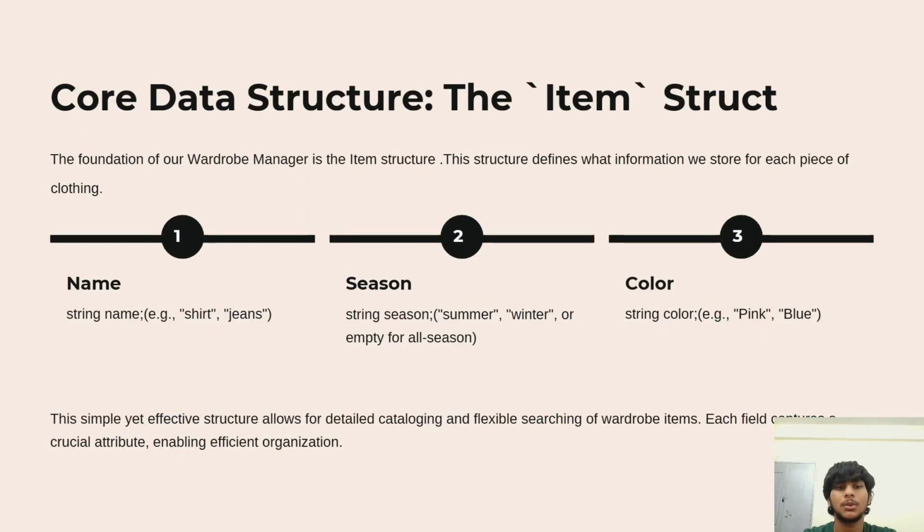Let's talk about struct. The core data structure is the item struct. The foundation of our wardrobe manager is the item structure. This structure defines what information we store for each piece of clothing. Struct contains string name, string season, and string color. This simple yet effective structure allows for detailed cataloging and flexible searching of wardrobe items. Each field captures a crucial attribute enabling efficient organization. A struct is short for structure, which is a user-defined data type that lets you group related variables together under one name.